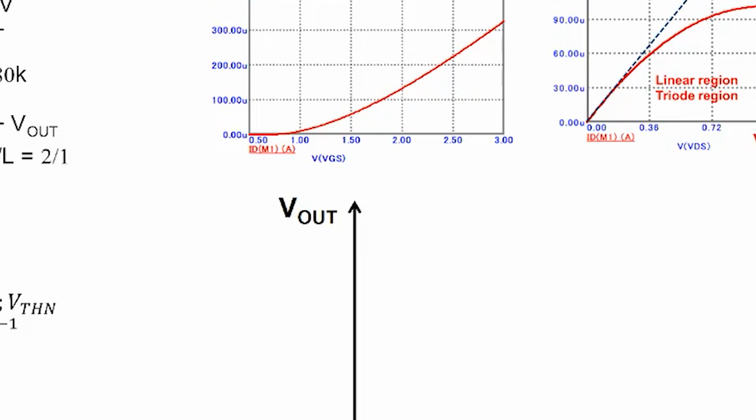So the current is negligible here. So the voltage drop is negligible. So V out will be simply equal to VDD, which is 3.3. So that's how we start off. We start off with VDD equal to 3.3 at this point.